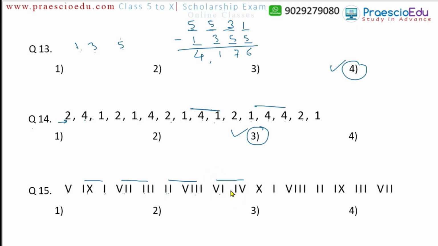Then after this one, the X, which is 10 already, so it cannot be. Then 1 and 8 not possible. Then 8 and 2, yes, possible. Then another one, this 9 and 3 not possible, but 3 and 7, yes, this is possible. So 1, 2, 3, 4, 5 and 6. So we got 6 times adjacent pairs. 6 is mentioned in option number 3, so option number 3 is the correct one.